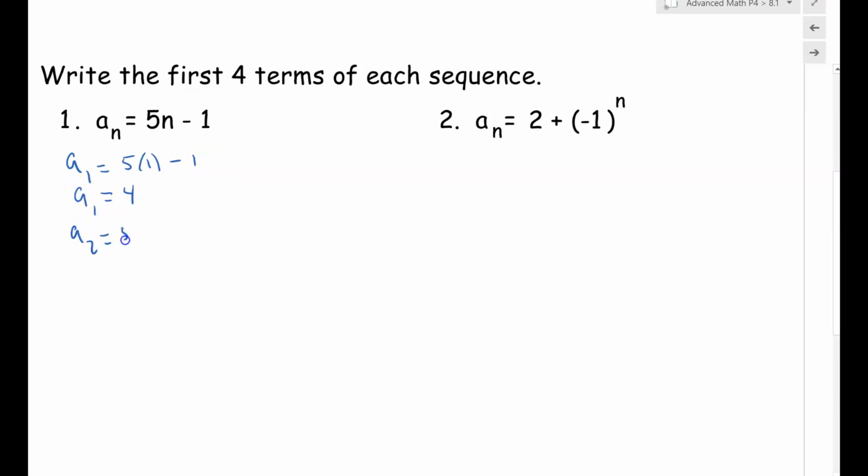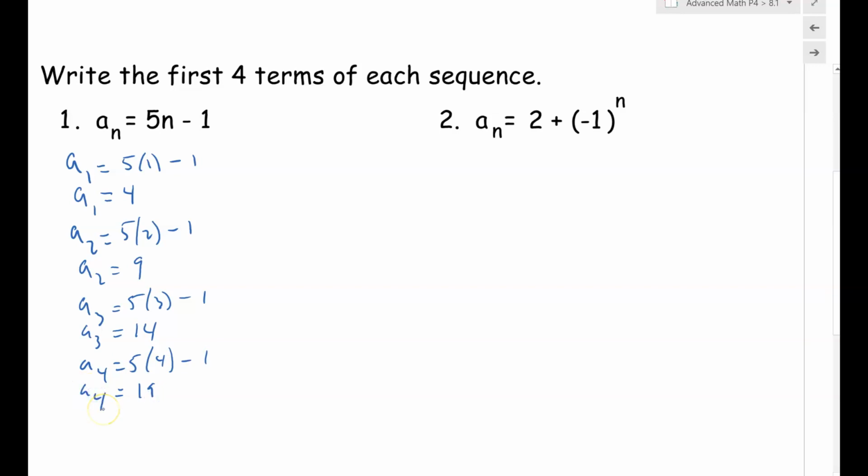A sub 2. Well, that's 5 times 2 minus 1. So 5 times 2 is 10, minus 1 is 9. And then the third is 5 times 3 minus 1. Well, that's 15 minus 1, that's 14. So the third term is 14. And the fourth term is 5 times 4 minus 1. And that gets me 19. And you can just write it like that. You can write A1 is 4, A2, you don't have to write all the work. You could also write it as this when I ask for the first 4 terms: 4, 9, 14, 19. That's our first 4 terms. Okay, so that's all I'm asking you to do is just plug in. It's really simple. It just looks complex with all the formulas and stuff going on here in the notation.